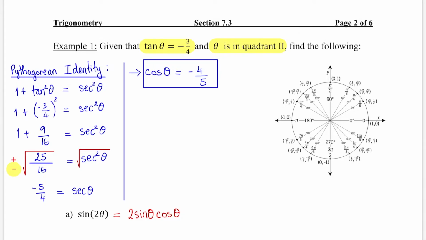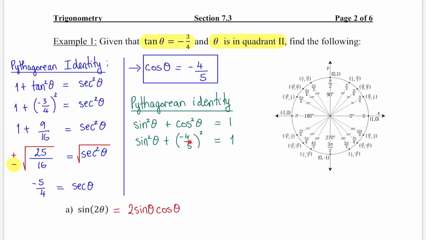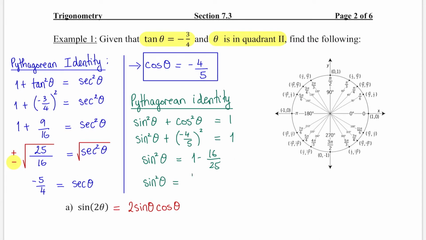Next, I need to find sine of theta. I am going to use the Pythagorean identity again. This time, I use sine square plus cosine square equals 1. Cosine is negative 4/5, so I substitute negative 4/5 in here and I square it. Negative 4/5 square is 16/25, and I'm going to subtract it from both sides. 1 minus 16/25 is 9/25. And I'm going to take the square root on both sides.